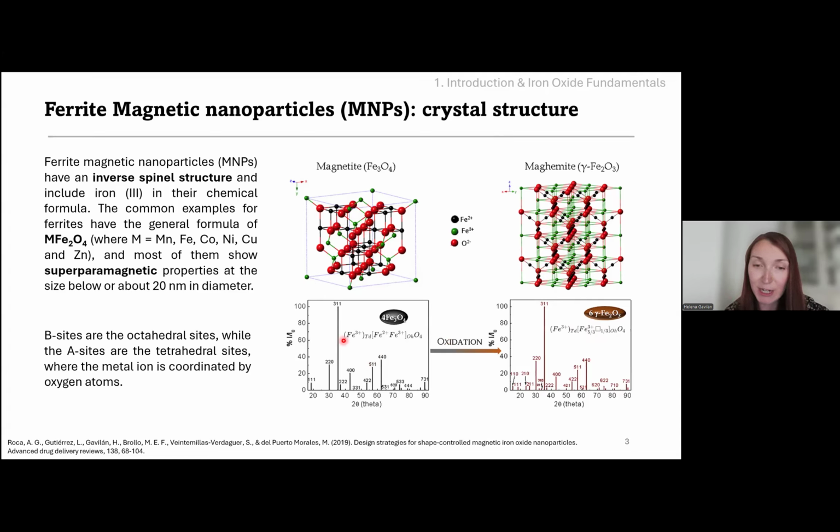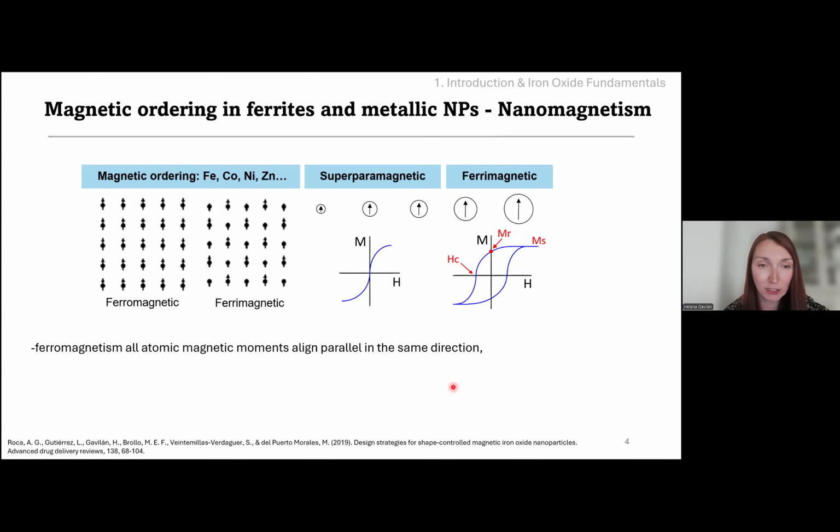So here you can see the XRD diffraction patterns. They are pretty similar, and we see that the most intense Bragg peak is the 311 peak. The only difference is that in the case of maghemite, it is slightly shifted. So in case we have a mixture of phases, it's hard to tell whether we have magnetite, maghemite, or a mixture, especially if we are in the nanoscale.